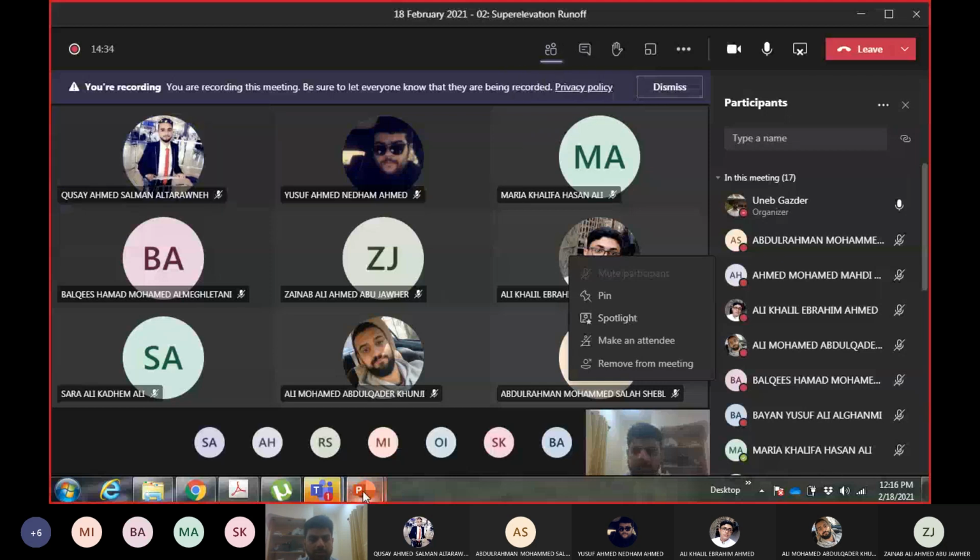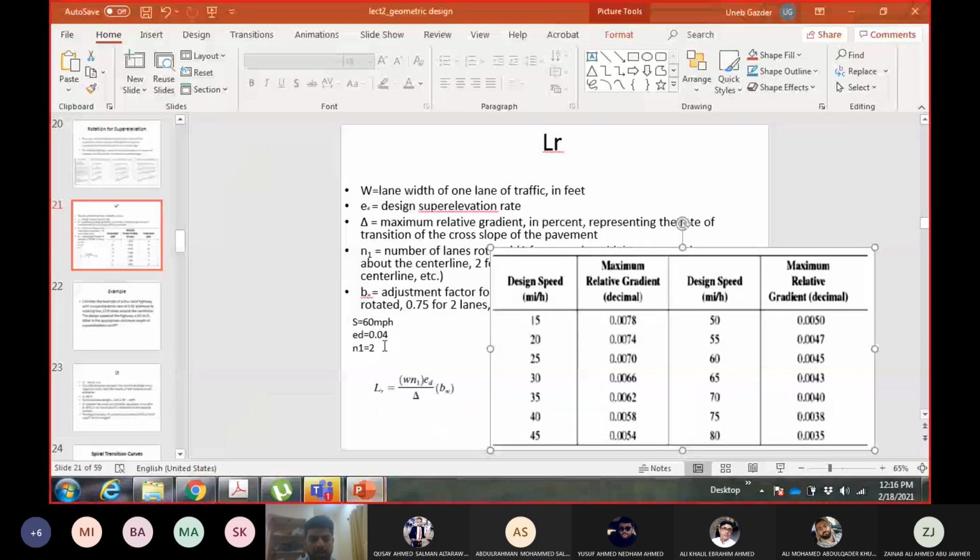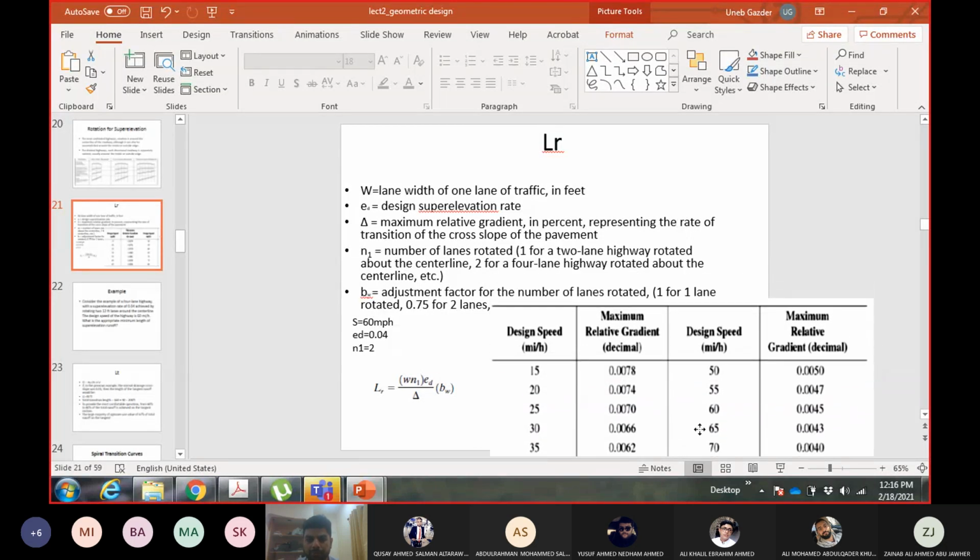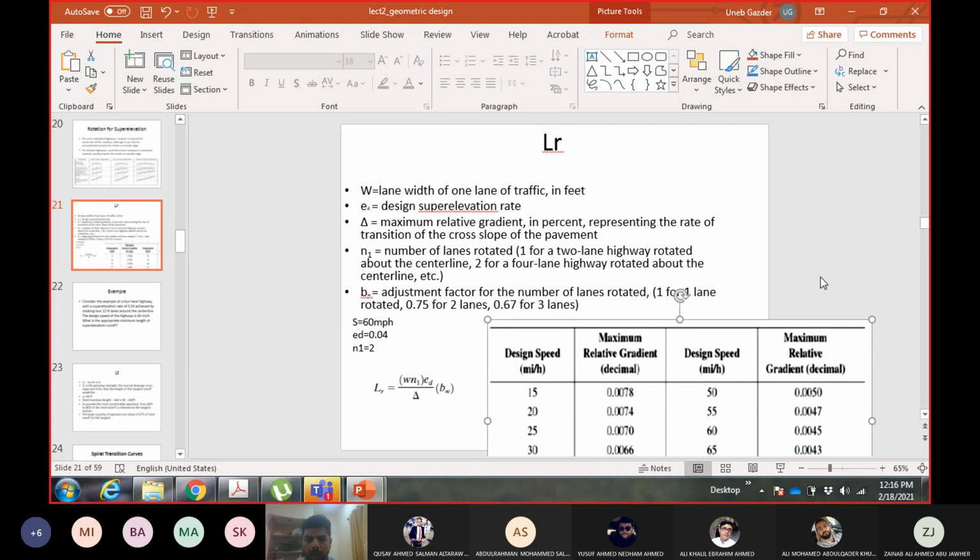0.0045. Okay, so you know delta, which is this one. What about BW? How much will be BW? 0.75. Okay, so delta is 0.0045, BW is 0.75. Give me the value of LR. We have everything now, right?